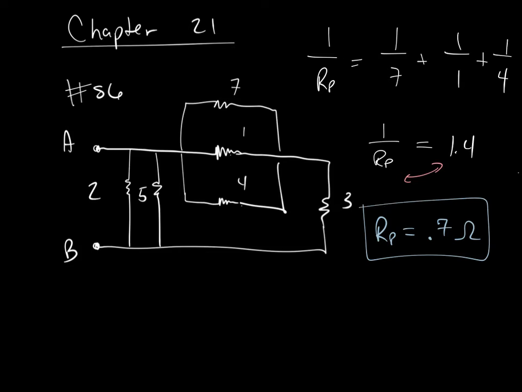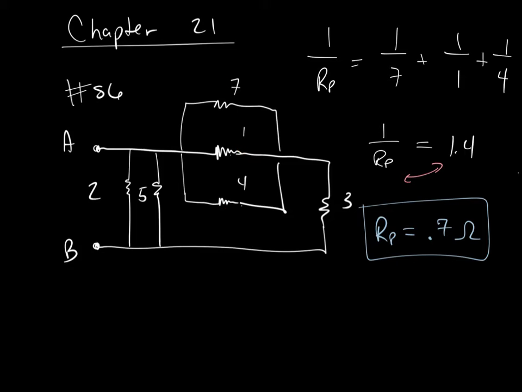Now, this is something that you need to stick in your head. When you simplify a parallel network, if you don't know this, write it down: the equivalent resistance goes down. You started with 1, 7, and 4, didn't you? And yet the equivalent resistor we're going to replace that with is 0.7. Isn't this less than all three of these? 0.7 is absolutely less than all three of these. That always happens in parallel.